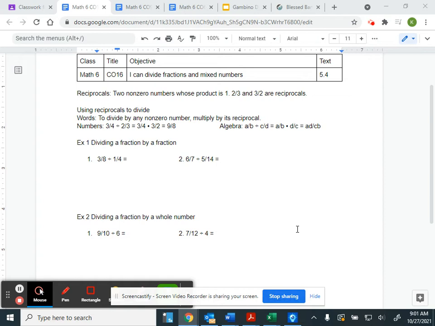Good morning. Today we are doing CO16. I can divide fractions and mixed numbers. So we are continuing that work with our fractions.